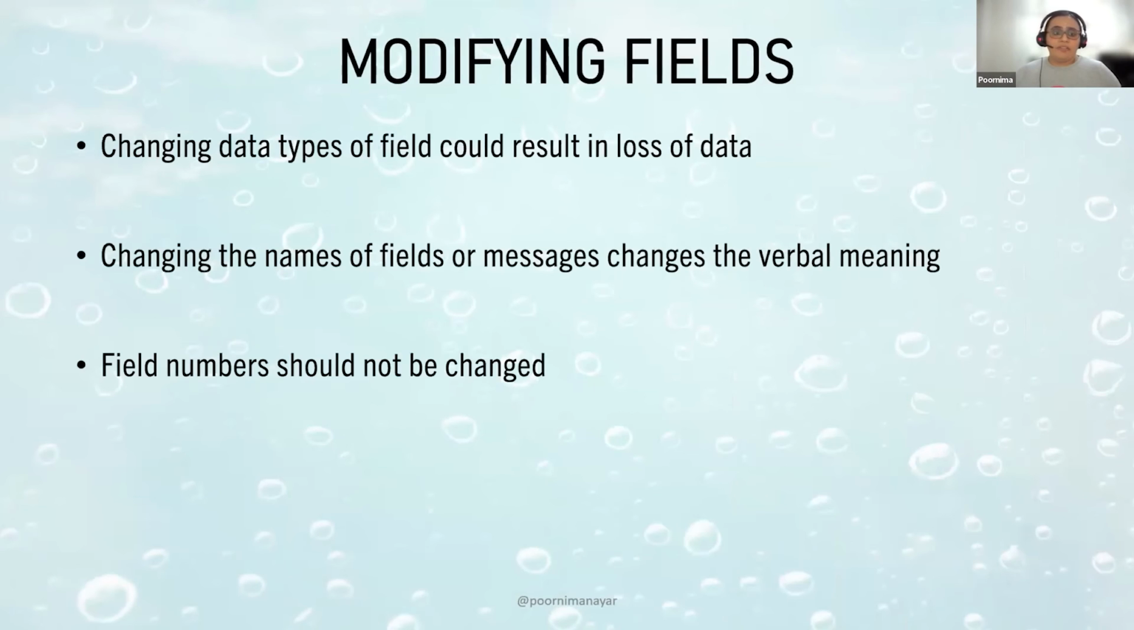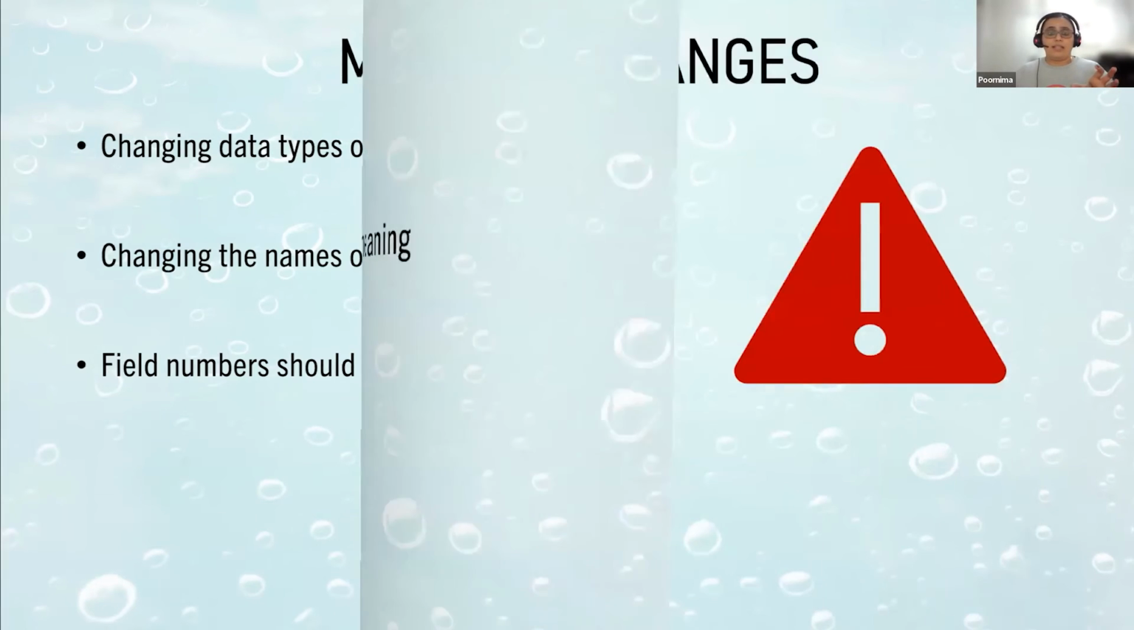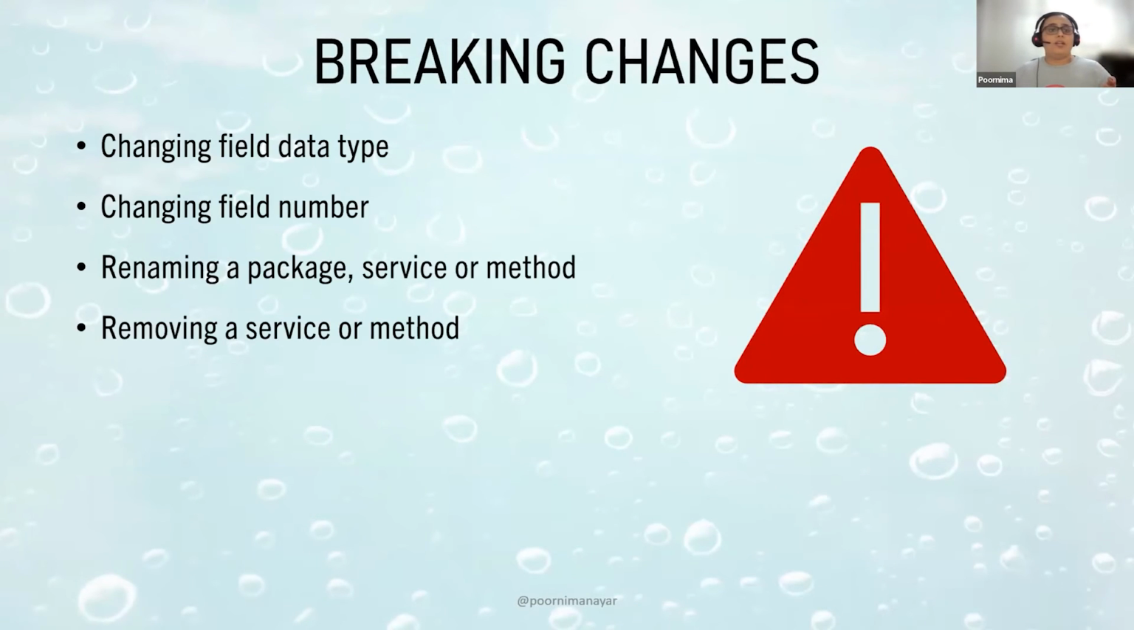When it comes to modifying fields, there are certain data types which are compatible, but just because you have those compatible data types doesn't mean you need to use them, because changing the data types of a field could result in loss of data. Changing the name of fields or messages can change the verbal meaning that I explained before. And finally, field numbers. If you are thinking of changing field numbers, do not change them, because that can be a breaking change. That takes us to what the breaking changes in gRPC are.